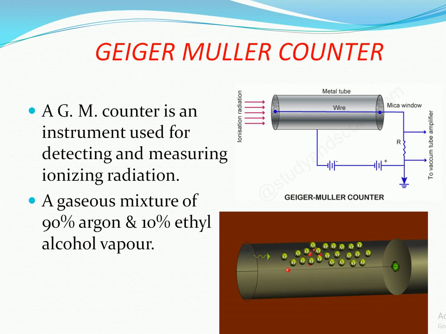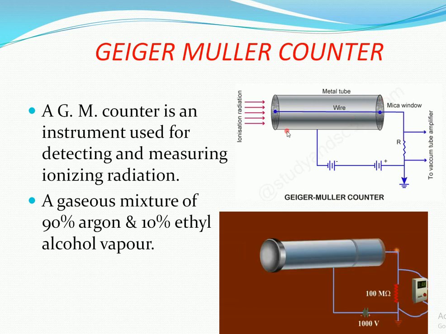Next article is GM counter. A GM counter is an instrument which is used for detecting and measuring ionizing radiation. The diagram consists of a metal tube. This metal tube acts as a cathode. The central wire acts as an anode.